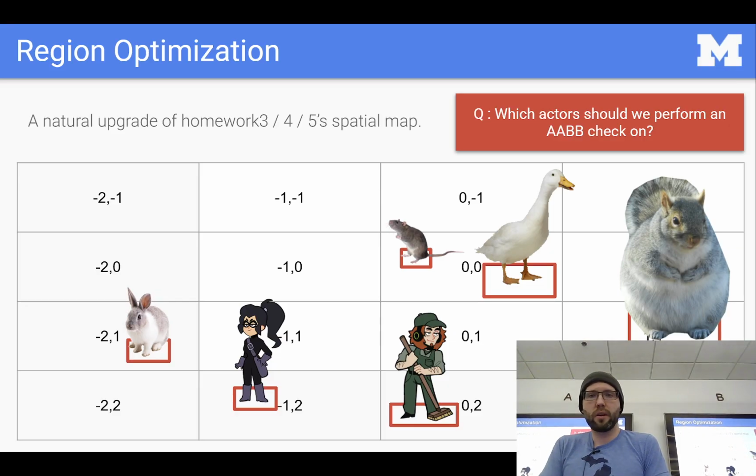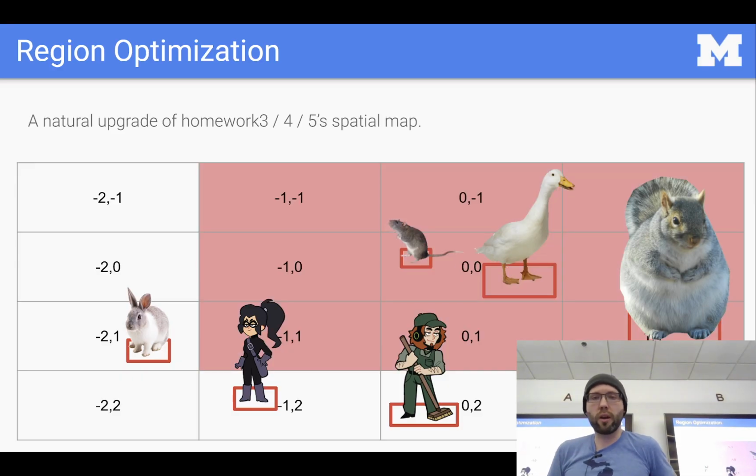Yes? The duck and the rat. The duck and the rat, and why? Because they're in the same region. Bingo, they're in the same region. What about Villy over here? Does she have to care about any other collisions? Right? No, not really. The bunny doesn't. Okay.